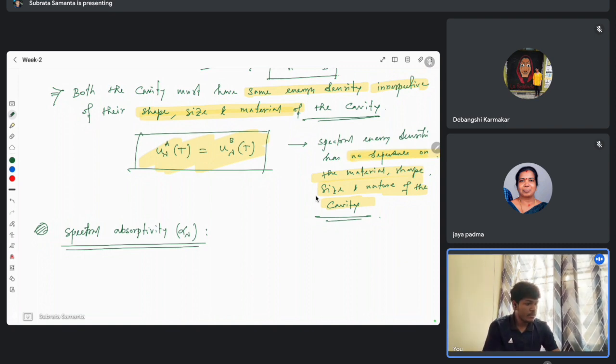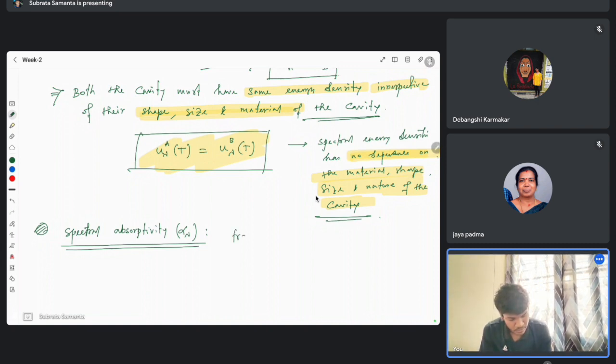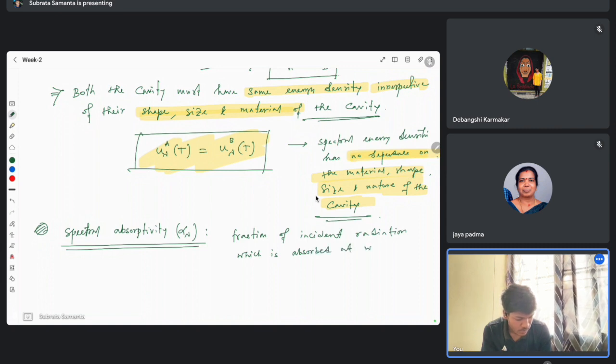So the spectral absorptivity is the fraction of incident radiation which is absorbed at wavelength lambda. Okay. So it's the fraction of incident radiation absorbed at wavelength lambda.